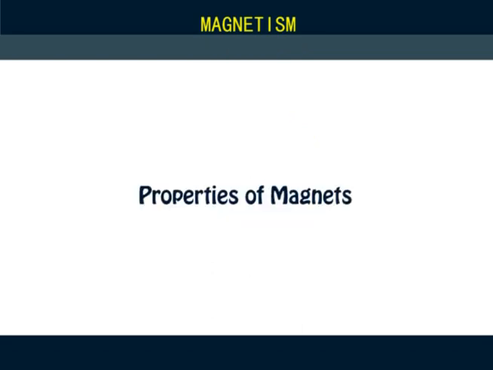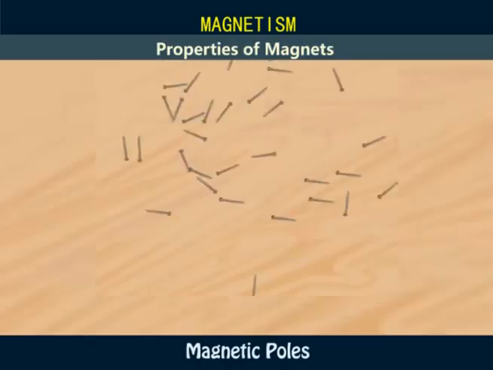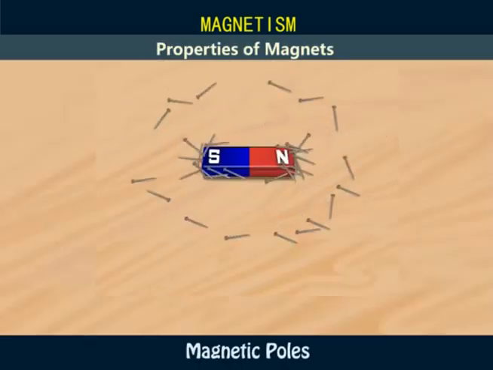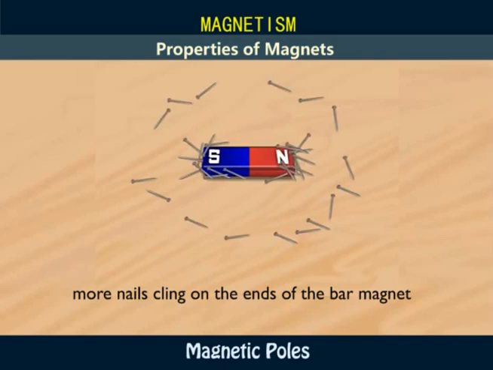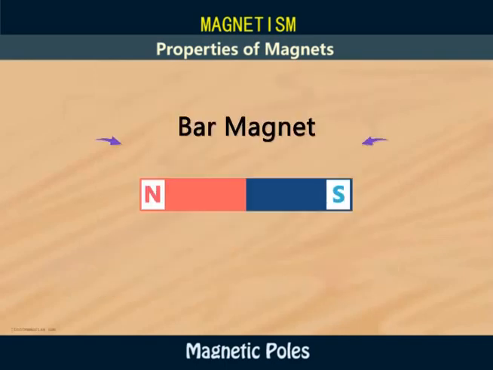So we begin with properties of magnets, and let's start with magnetic poles. When a magnet is placed in a pool of iron nails, the nails get attracted and cling onto the magnet. It is noticed that a lot of nails cling at the ends of the bar magnet, indicating that the attraction force is strongest here. These ends of a magnet are called its poles. One end is the North Pole and the other is the South Pole.